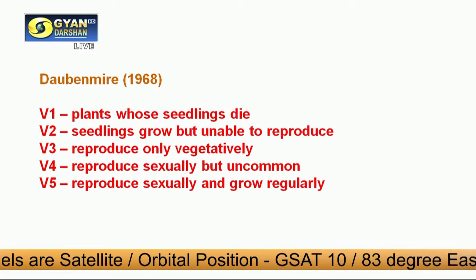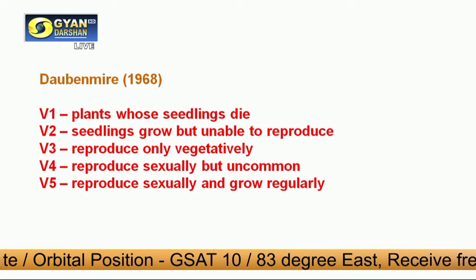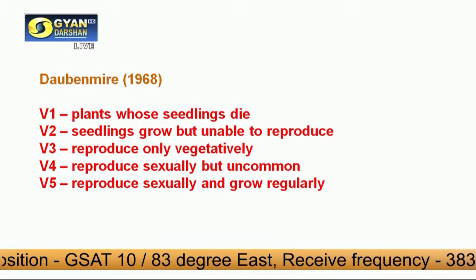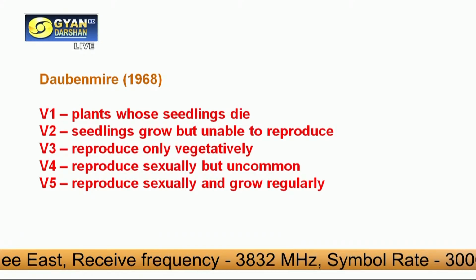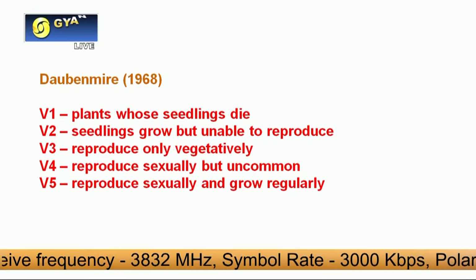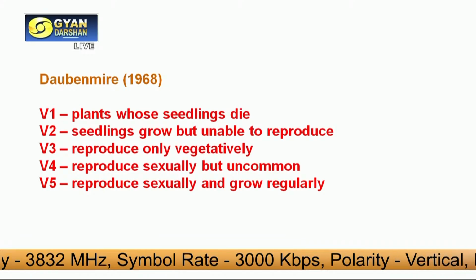So 5 groups. V1, seedlings are highly vulnerable. V2, seedlings grow but are unable to reproduce. V3, reproduce through vegetative propagation. V4, reproduce sexually but uncommonly. And V5, reproduce sexually and grow regularly. So these are the 5 vitality groups.